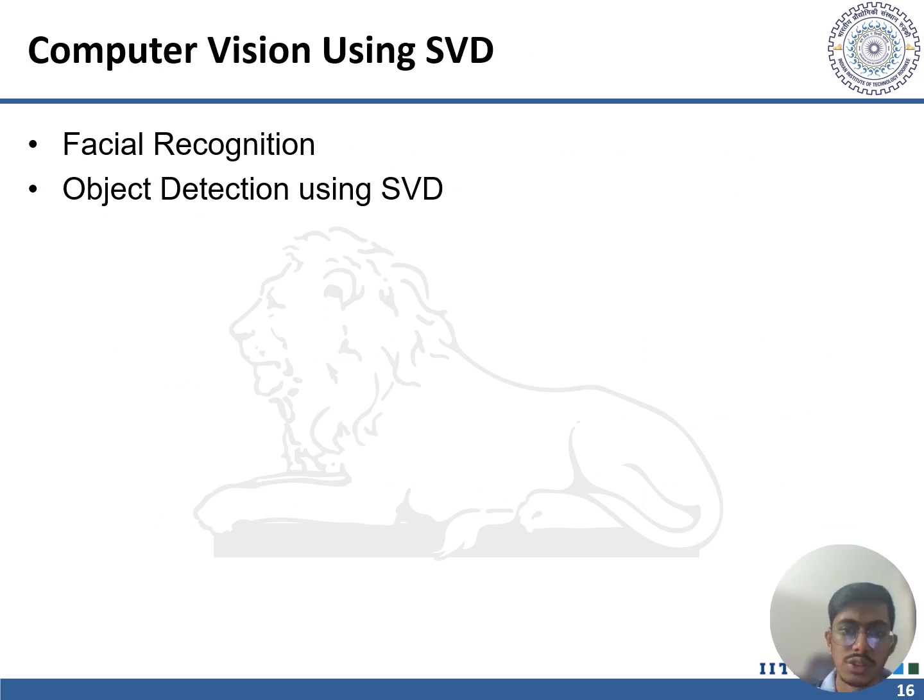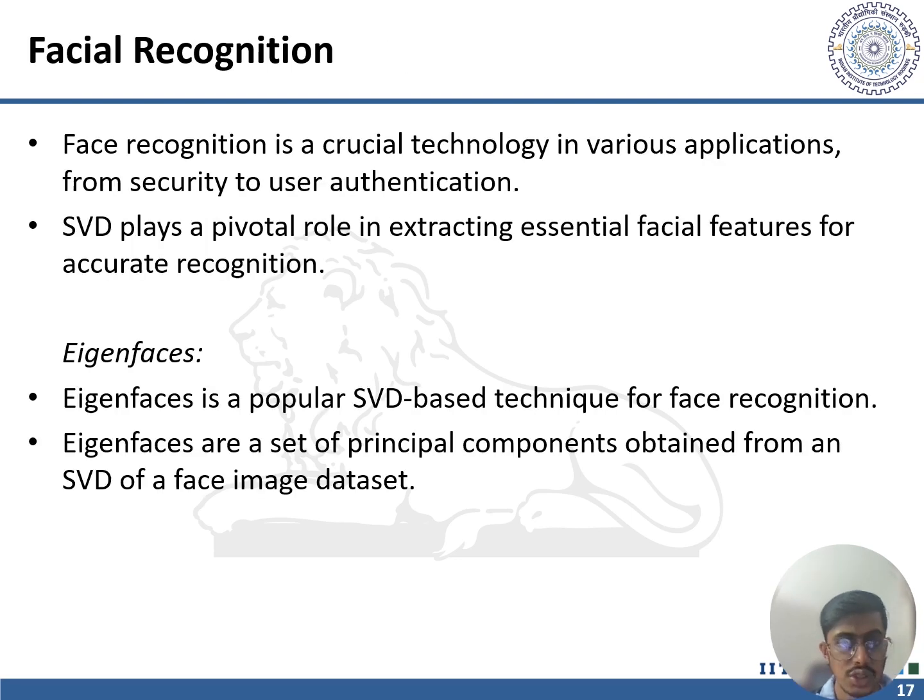Let's move into computer vision using SVD. We'll first take up facial recognition. It's something we use in the everyday world, where the face lock has become a pretty common thing. It uses a technique called eigenfaces, which constructs the image at different angles and then validates it.